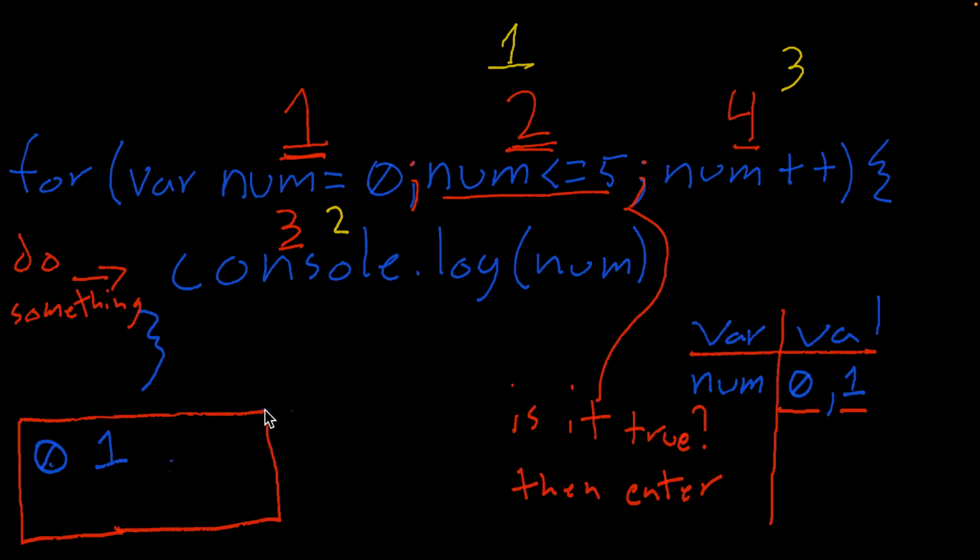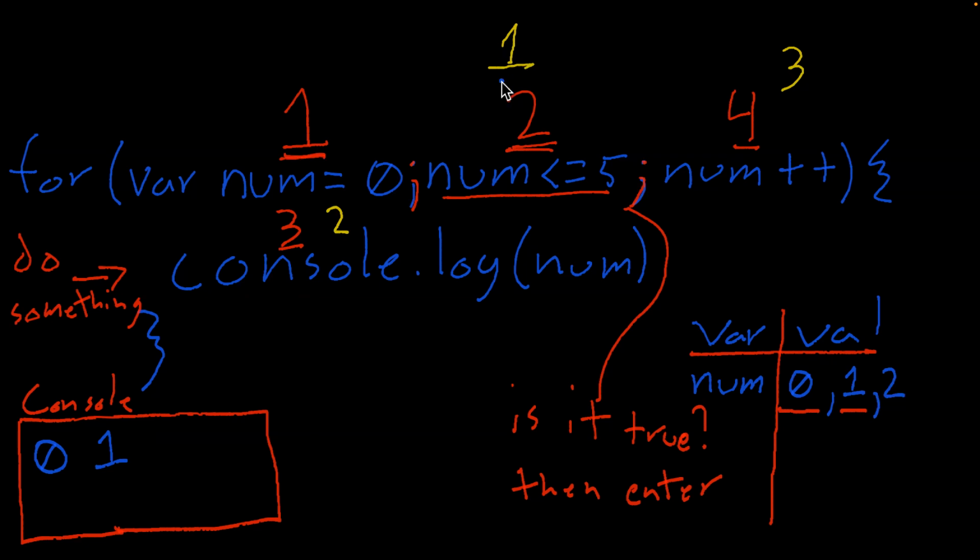This is our console again. We just label it console. So we've increased it to 1. We've console logged it. And then we go back to our new step 3. We increase it again. So we'll do that. New value is 2. We add 1 to 2. So now our num is 2.